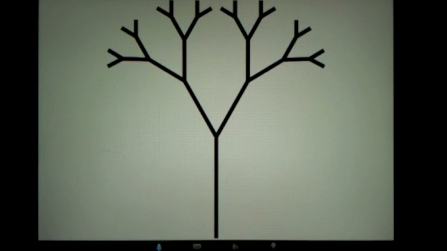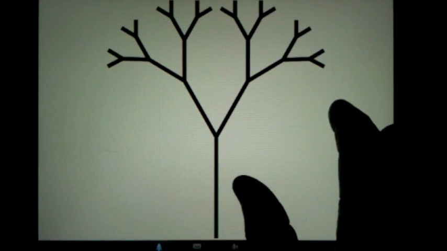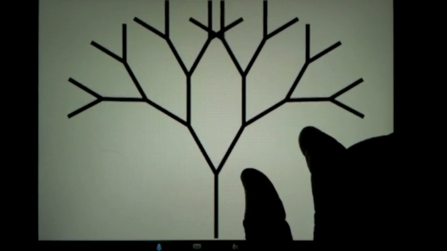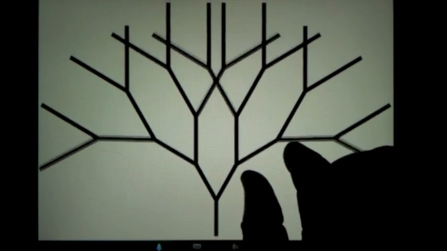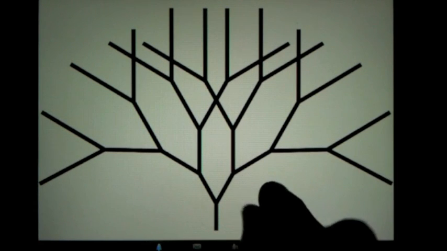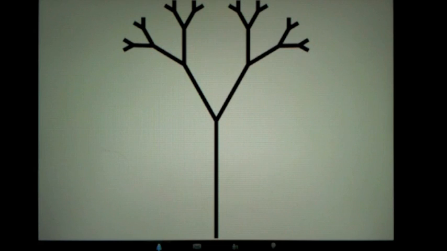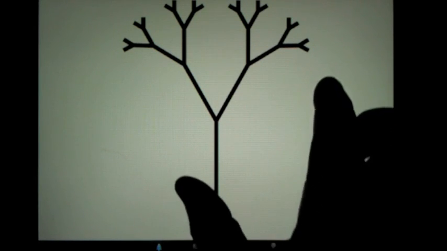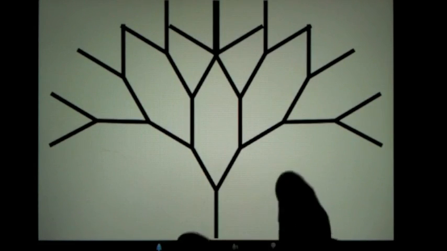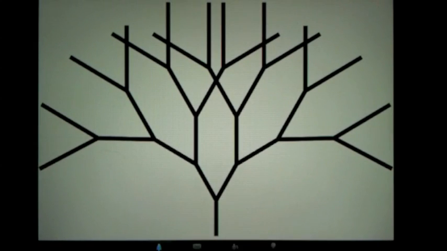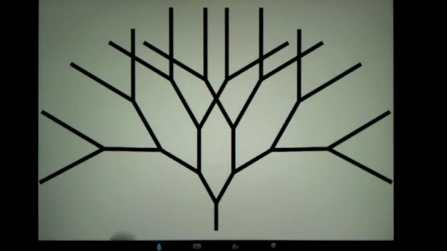Okay, now for a couple tips. When you make the branches longer, they'll begin to overlap. You can always double tap to get the tree into a less overlapping position. Double tapping only changes the length, not the angle.